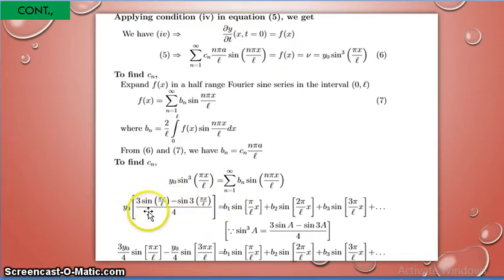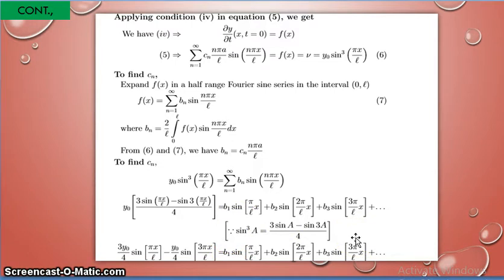So y naught of, a is nothing but pi x by l. Here pi x by l, that is equal to, you can expand this one: put n equal to 1, b1 sin pi x by l, plus put n equal to 2, b2 sin 2 pi x by l, then plus b3 sin 3 pi x by l, plus etc. So these are the sin cube a formulas, so I can write here. Next multiply y naught here. So 3 y naught by 4 sin pi x by l minus y naught by 4 sin 3 pi x by l equal to, write down the b1, b2, b3 conditions.